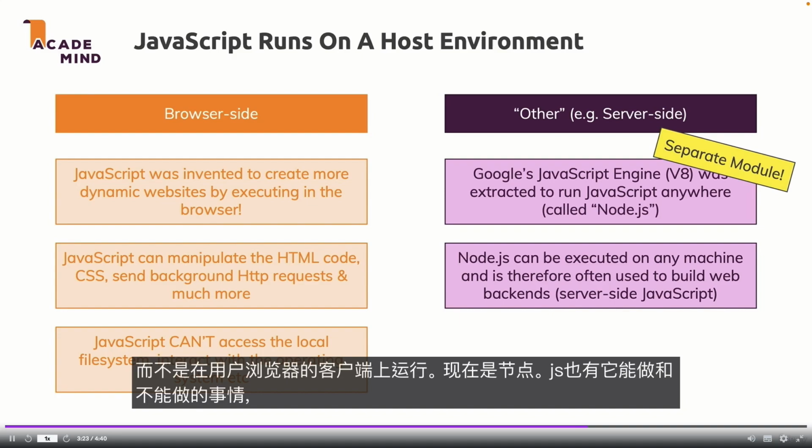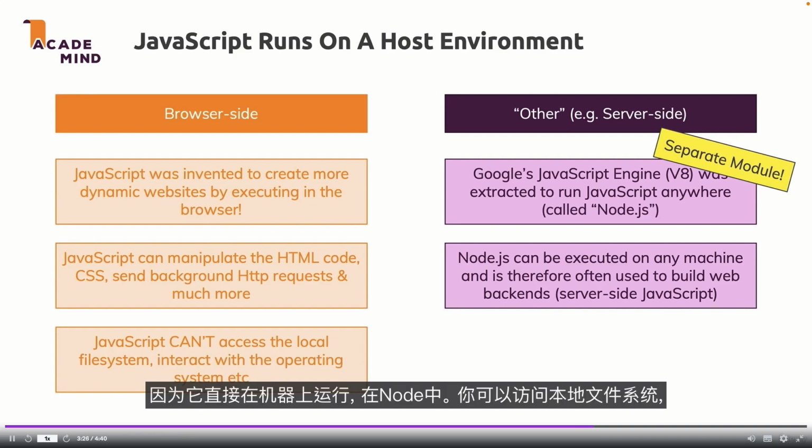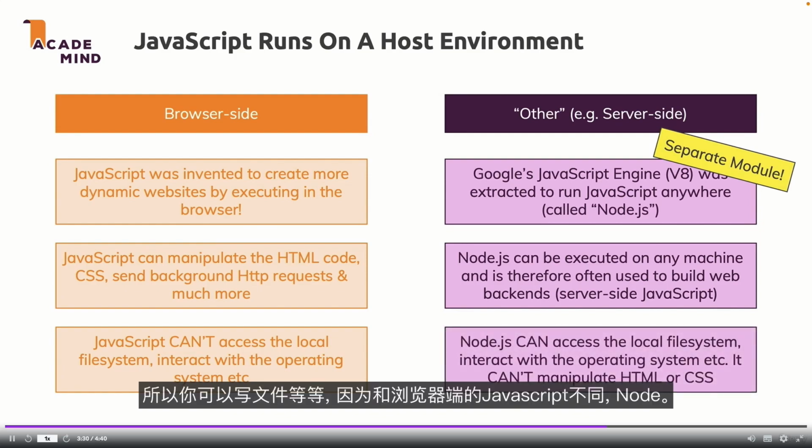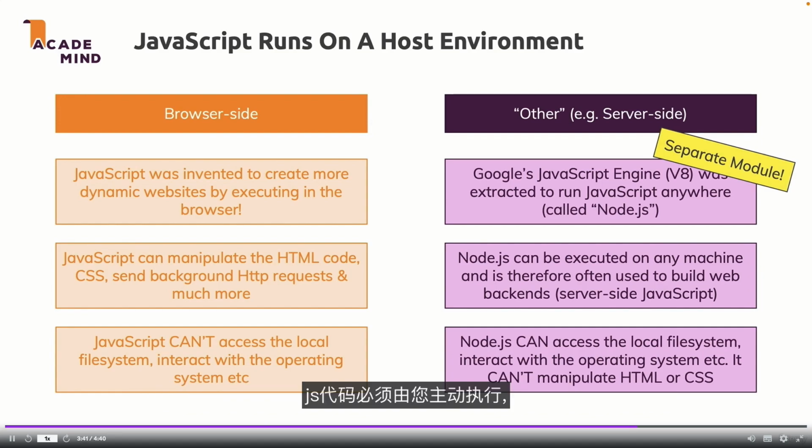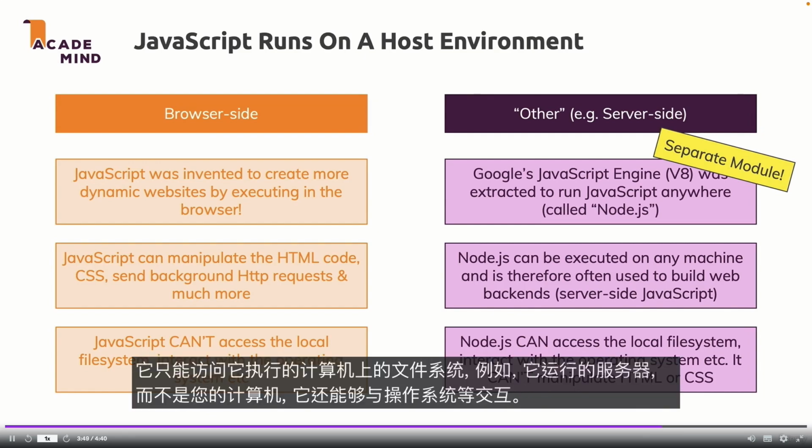Now, Node.js also has certain things it can do and can't do. Since it runs directly on a machine, in Node.js you're able to access the local file system, so you are able to write files and so on, because unlike browser-side JavaScript, Node.js code has to be executed actively by you. It's not like you visit a web page and then this starts happening. Instead, it can only access the file system on the machine where it executes, which, for example, is the server where it runs, not your machine. And it's also able to interact with the operating system and so on.